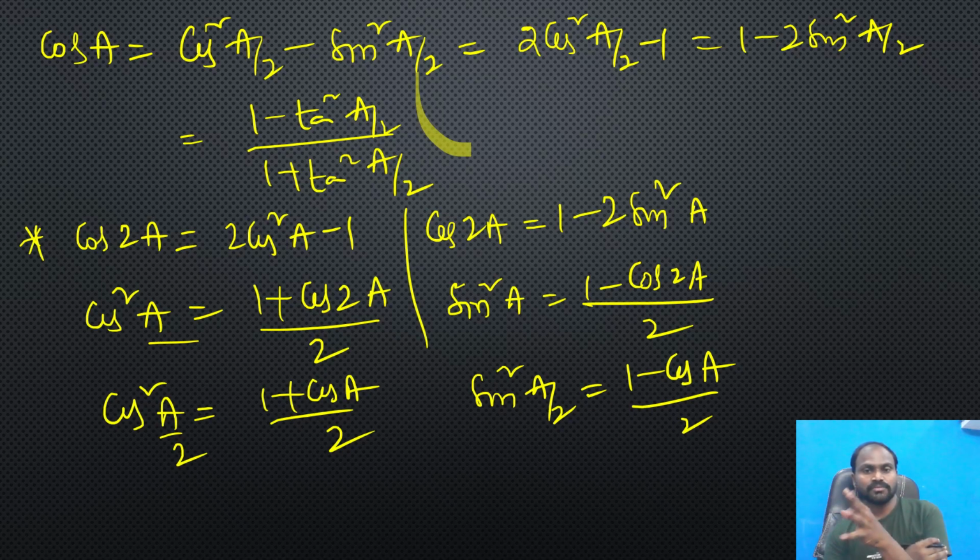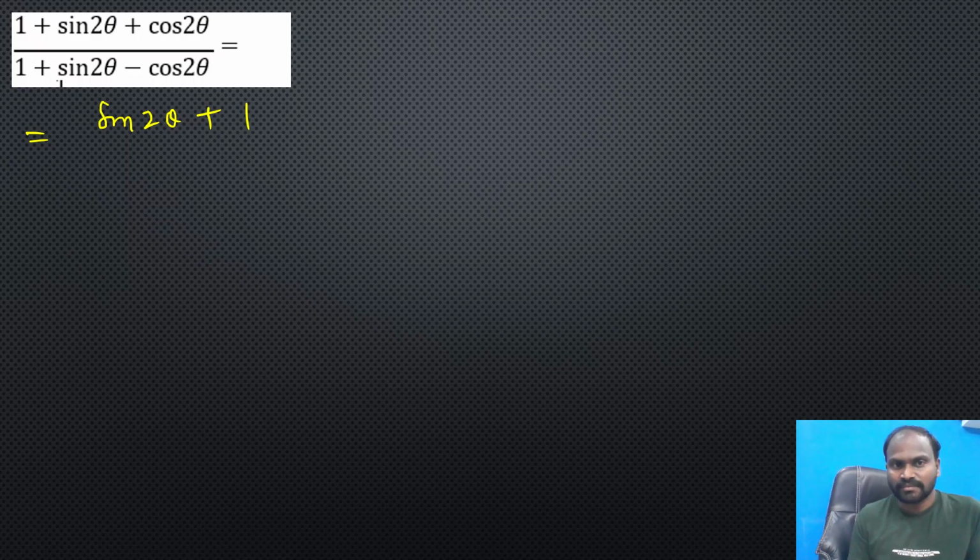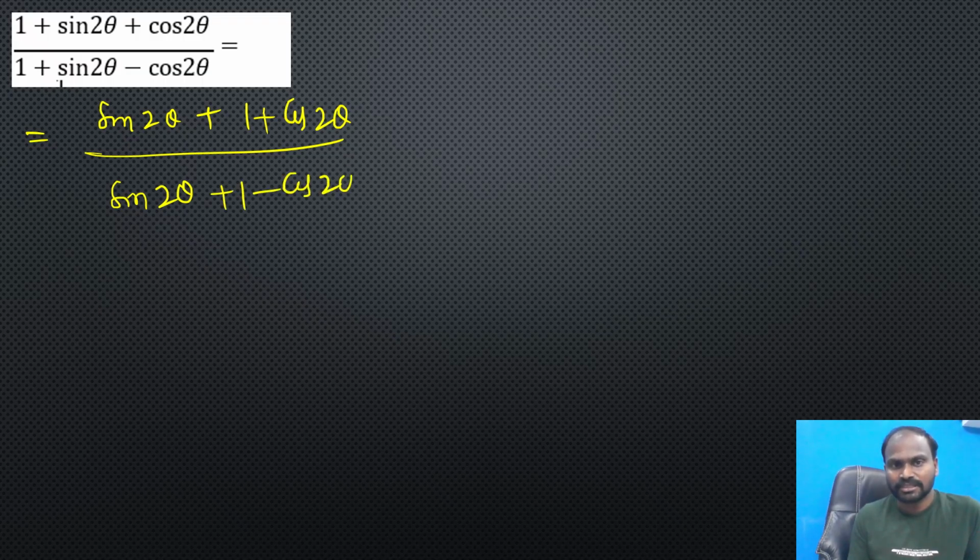Okay students, this is how we can write the formulas. So then what about the answer? Before going to discuss tan formula, first I will discuss this question. Sine 2 theta formula we know, and just now we discussed 1 plus cos theta, so I am writing separately. Similarly in the denominator also sine 2 theta plus 1 minus cos 2 theta.